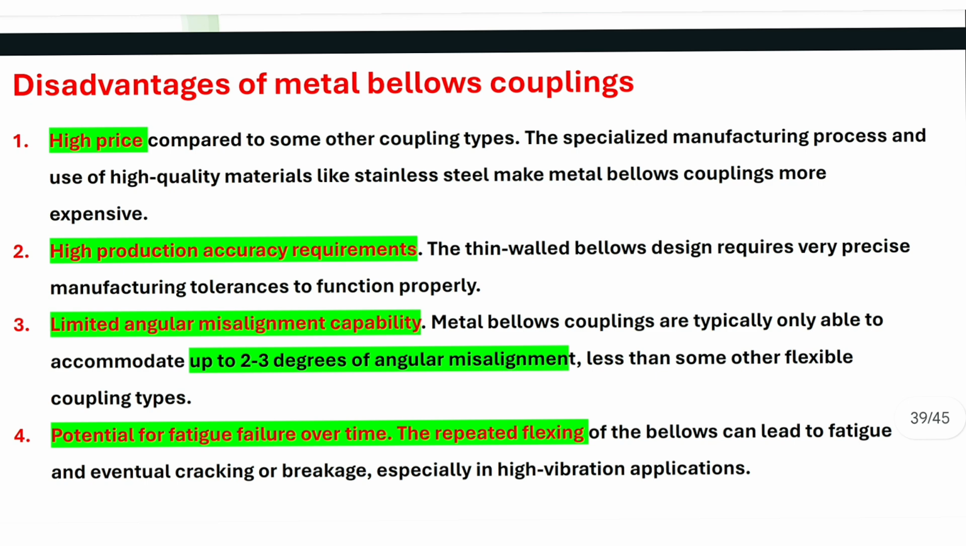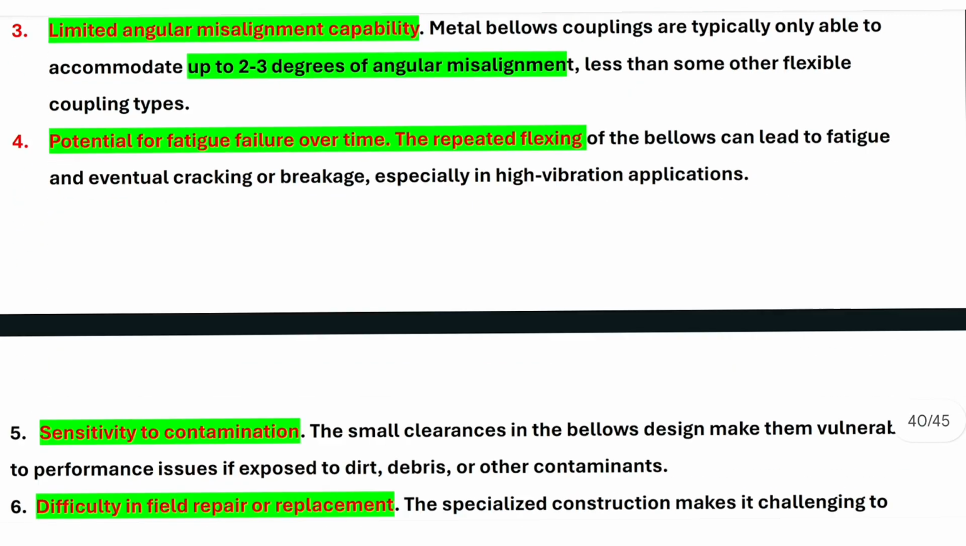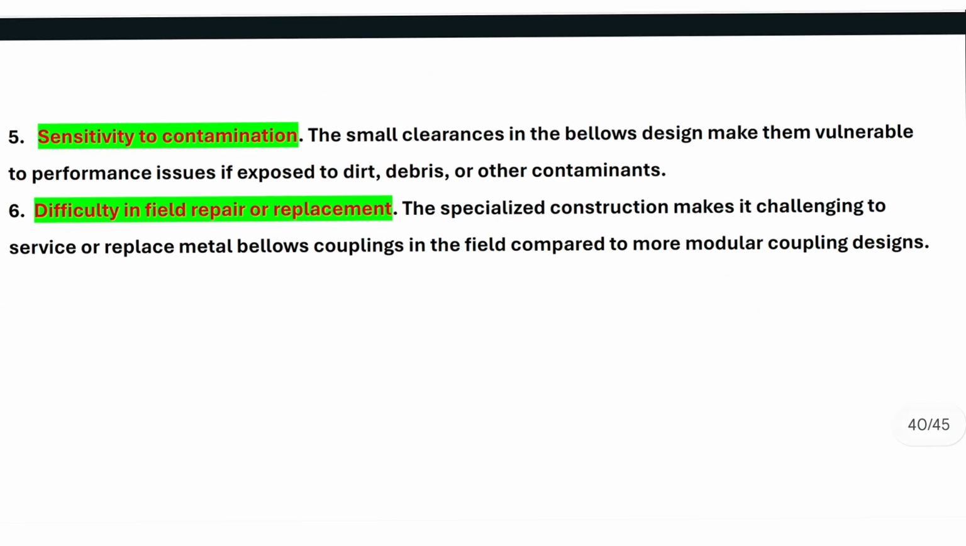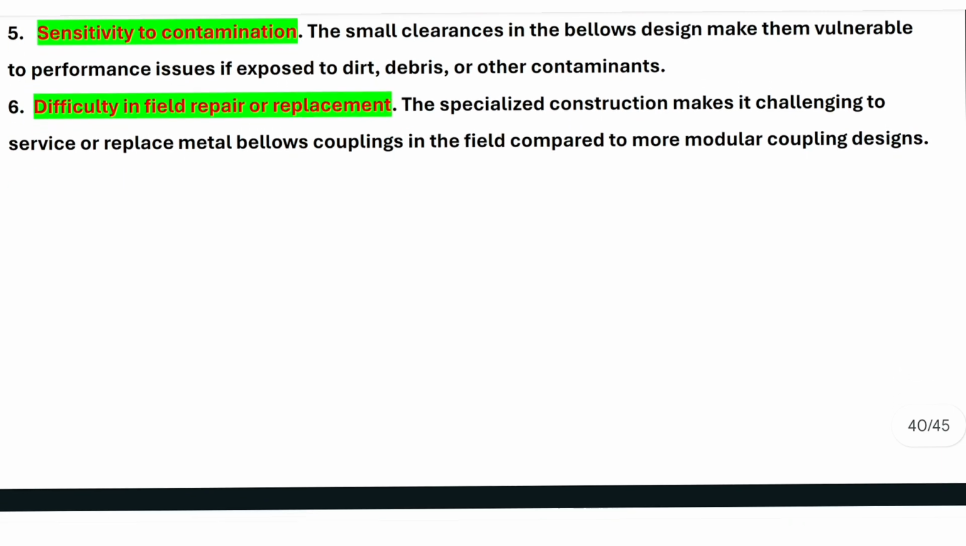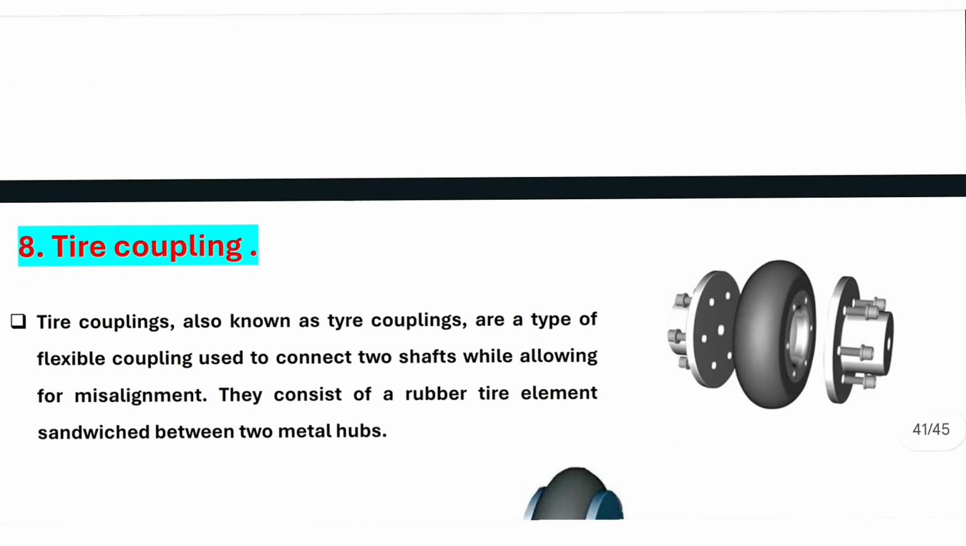Okay, disadvantages of metal bellows coupling: first is high price, second is high production accuracy requirement, third is limited angular misalignment capability, and fourth is potential for fatigue failure over time from repeated flexing. Okay, and fifth is sensitivity to contamination, and sixth is difficulty in field repair or replacement.